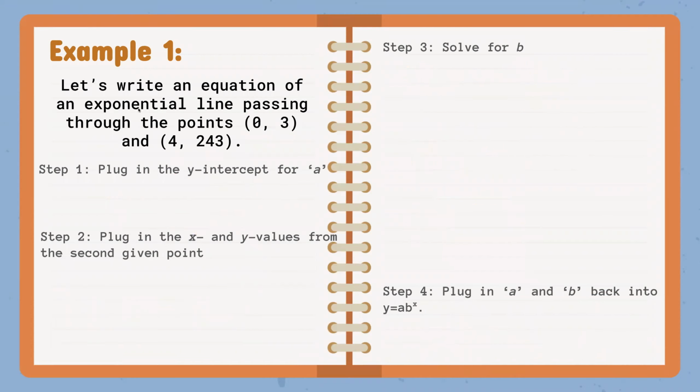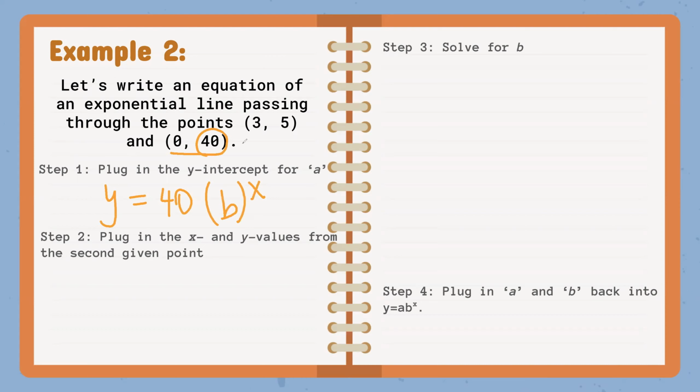Example number 2. We're given the points (3, 5) and (0, 40). If you feel comfortable, go ahead and start trying this out on your own. So the first step is to plug in the y-intercept for A. My y-intercept is here, so 40 is going to be my A value.